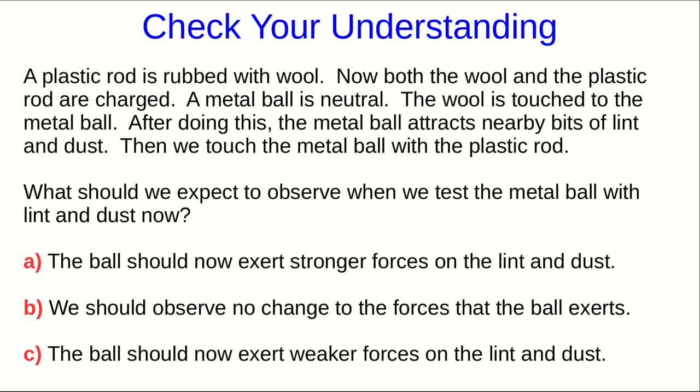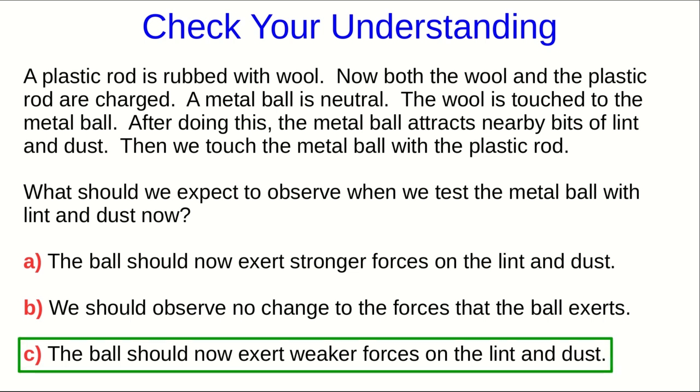But we've seen that these charge types cancel out. A normal neutral object has equal quantities of both. So what we should expect is that after we touch the metal ball with the plastic rod, it should be less charged than it was. In other words, it should exert weaker forces on the lint and dust.